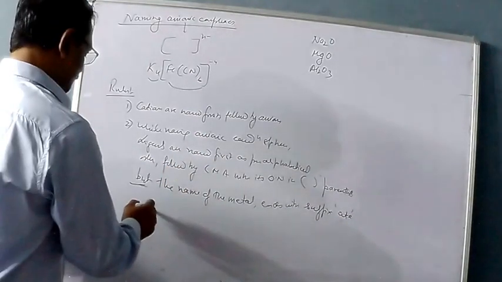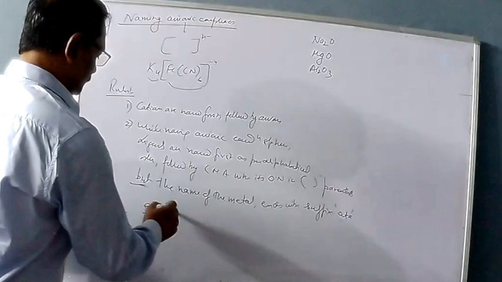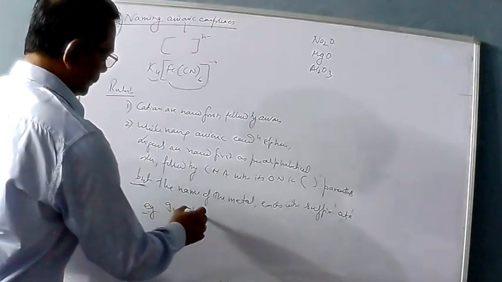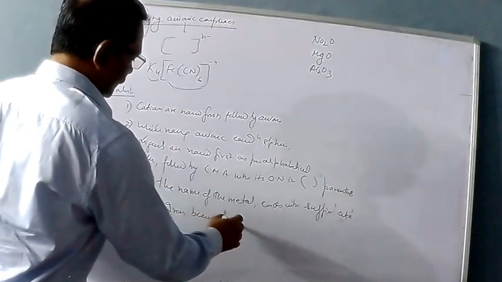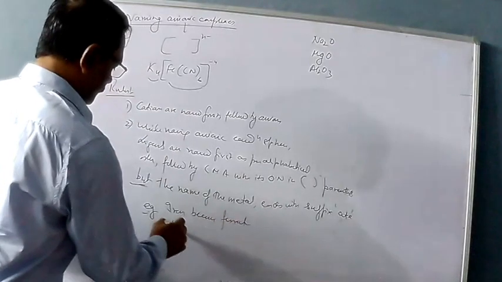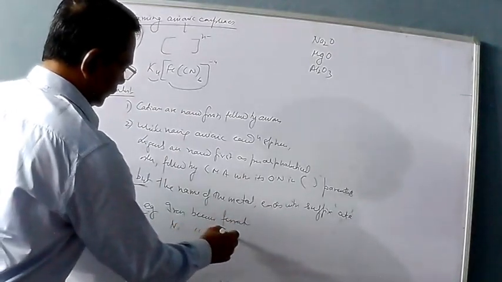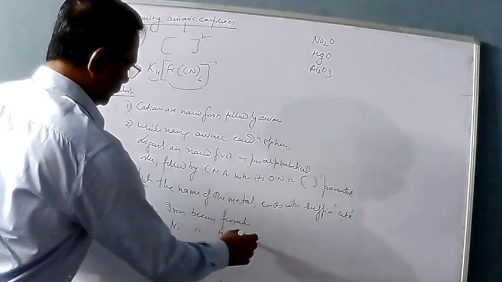For example, iron becomes ferrate, nickel becomes nickelate in all anionic complexes.